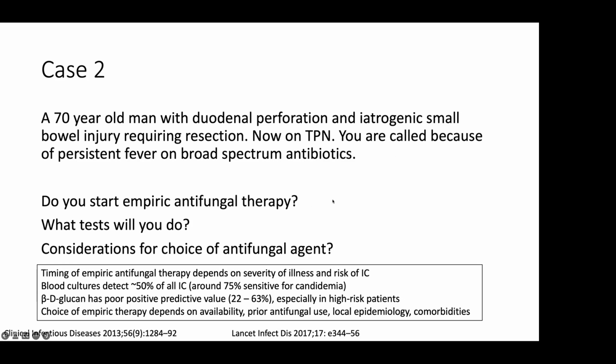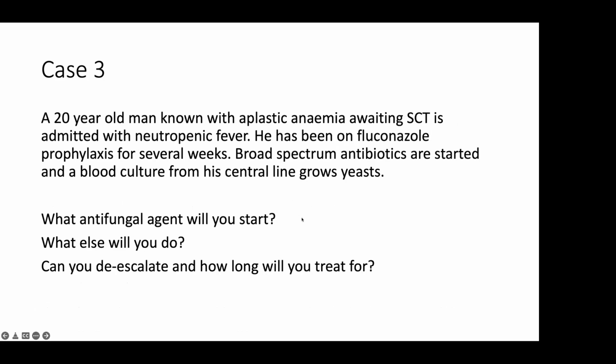All right, then a final one for Tari. A 20-year-old man known with aplastic anemia who's awaiting a transplant. He's admitted with neutropenic fever. He's been neutropenic for a long time and has been on fluconazole prophylaxis for a number of weeks. Because of his presentation now with fever, he was started on broad spectrum antibiotics, and a blood culture was done from a central line which grows yeasts.